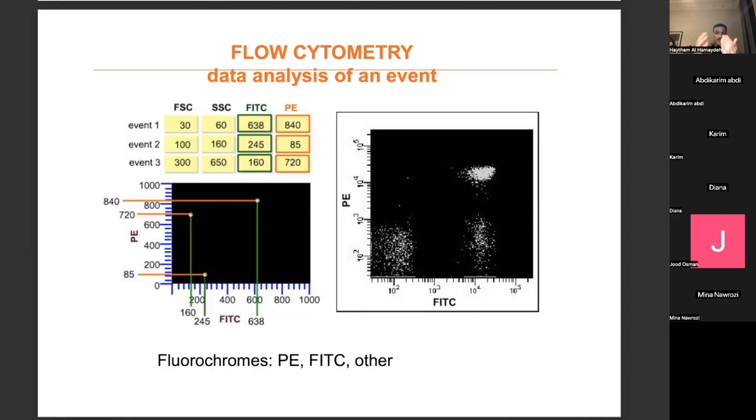What does this graph mean? It tells us FITC, PE, imagine CD4, CD8. Here, CD8 plus and CD4 plus, that's not possible, but yes. This part has only CD8, no CD4. This part has CD4, no CD8. This part has neither CD8 nor CD4: negative, negative.